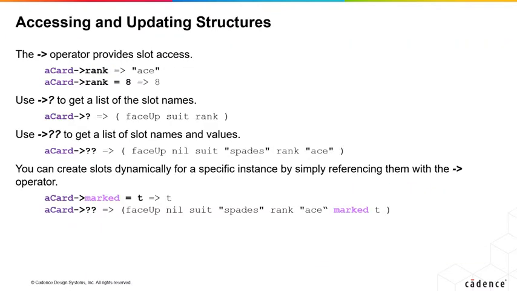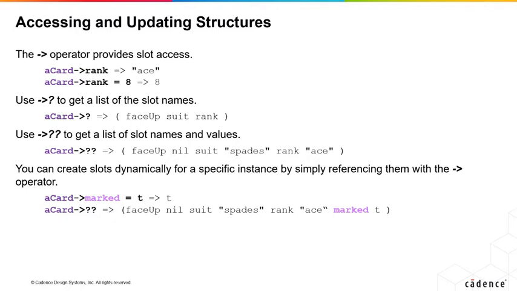The other thing you can do with a structure is use the same straight arrow operator that you used with the disembodied property list, and you can access a particular slot. For example, a card arrow rank will return ace, or I can change the rank of a card by just saying a card arrow rank is assigned the value of 8.